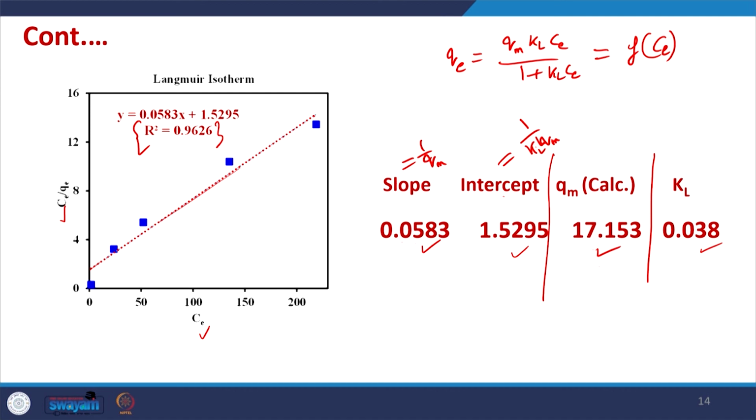So, the Langmuir and Freundlich isotherms are the most common isotherms, and in today's lecture we tried to understand how they can be determined. Through this we will end this lecture.